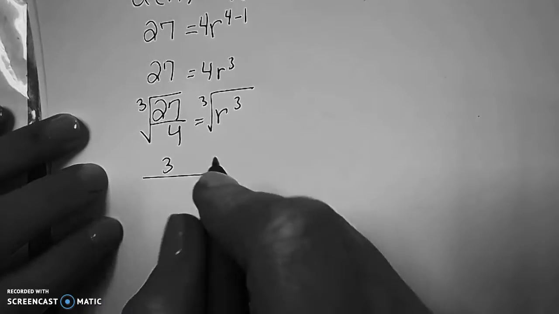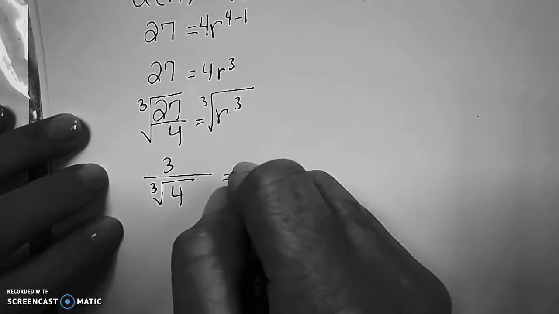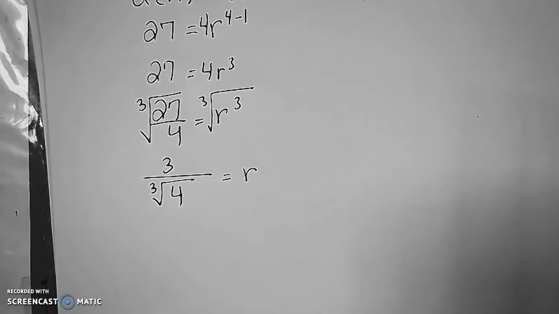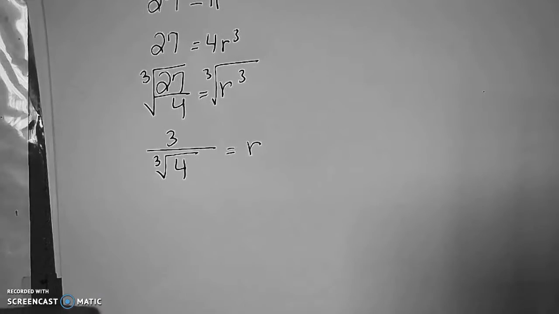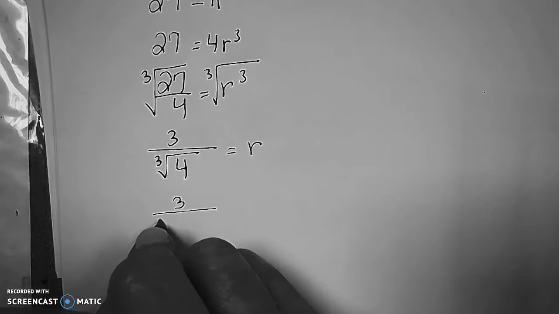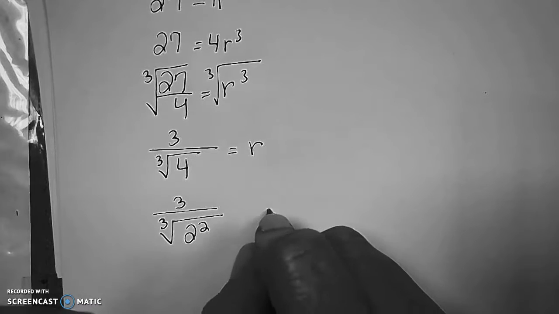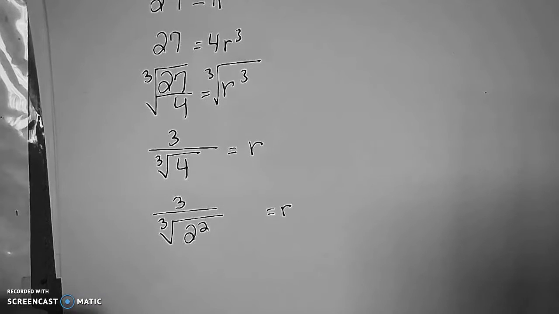I actually can't take the cubed root of 4. So one of the things that we'll be revisiting in the next week, after we come back to school the next couple weeks, is how to simplify a radical like this. So I'm going to do the 3 over, and instead of leaving that as a 4, I'm going to leave it as 2 squared. And the process I'm getting ready to look at is called rationalizing the denominator.